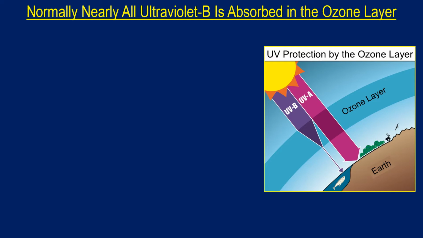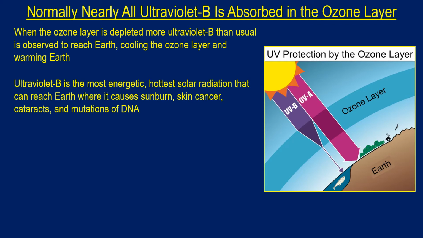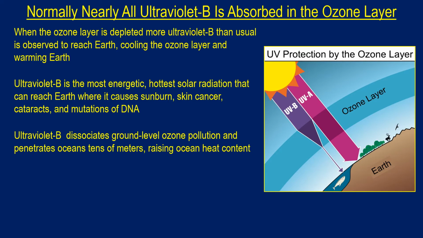Normally, nearly all ultraviolet B is absorbed in the ozone layer. When the ozone layer is depleted, more ultraviolet B than usual is observed to reach Earth, cooling the ozone layer and warming Earth. Ultraviolet B is the most energetic, hottest solar radiation that can reach Earth, where it causes sunburn, skin cancer, cataracts, and mutations of DNA. Ultraviolet B dissociates ground-level ozone pollution and penetrates oceans tens of meters, raising ocean heat content.